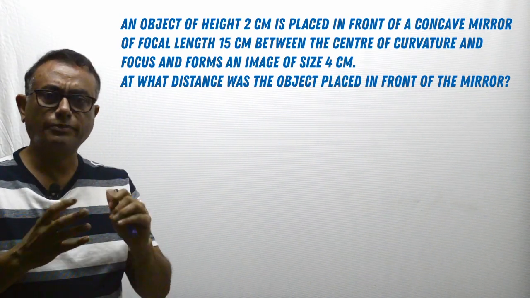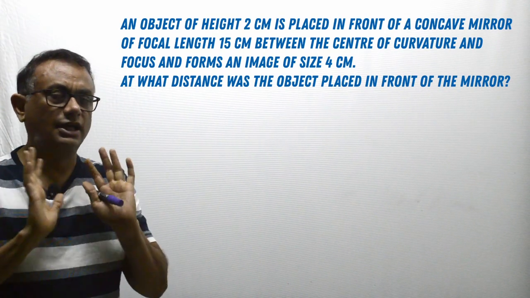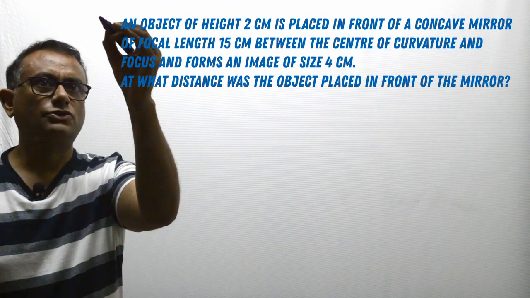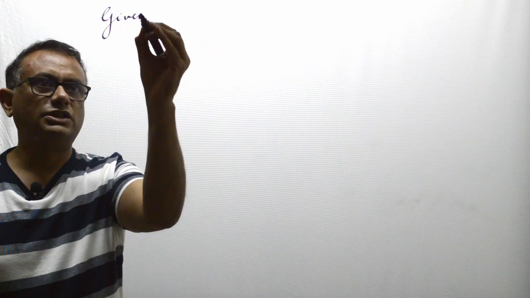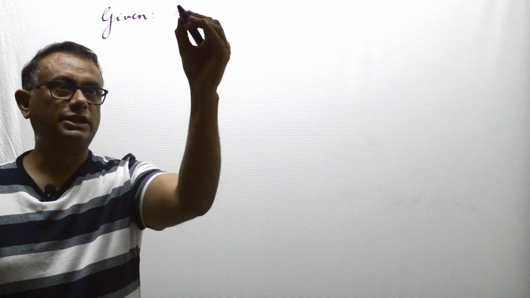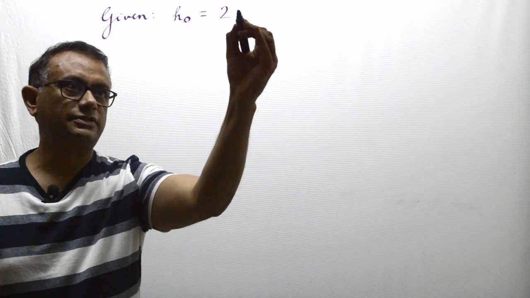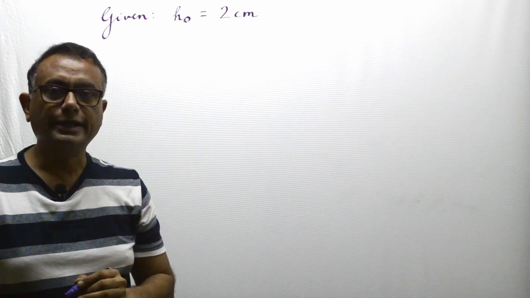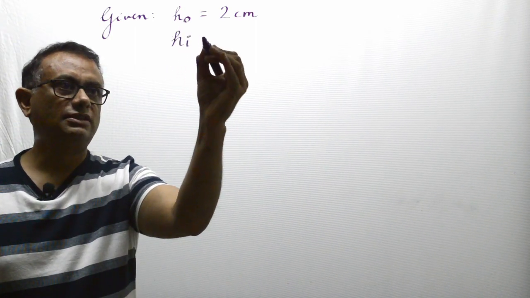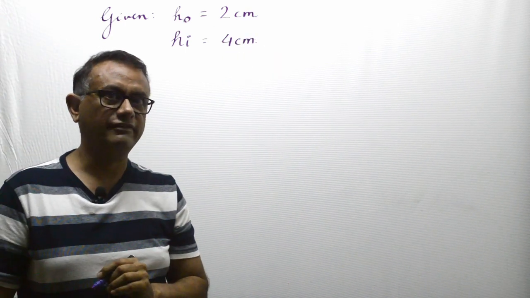We have not been given the image distance, or any other data other than this. So let's first document the data given to us. The height of the object, HO, is given as 2 centimeters. The height of the image is given as 4 centimeters. So we see that it is a magnified image.